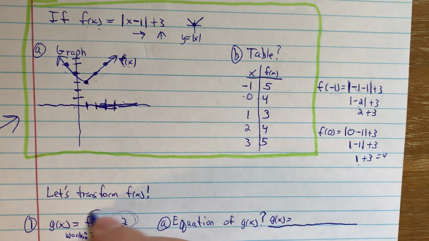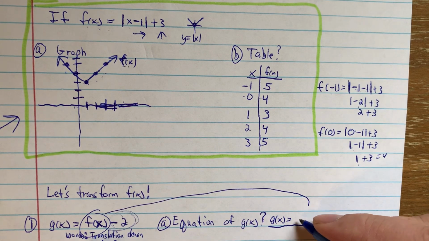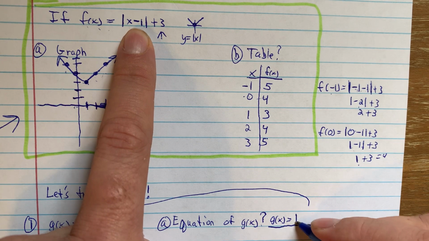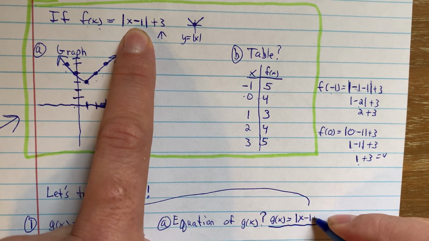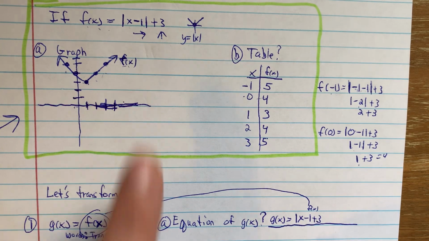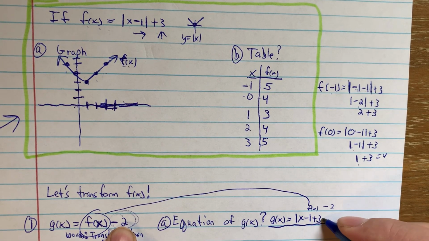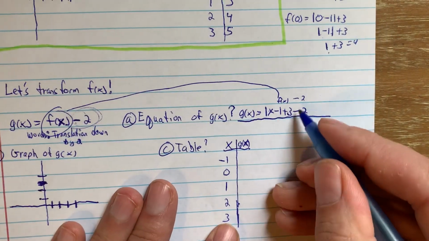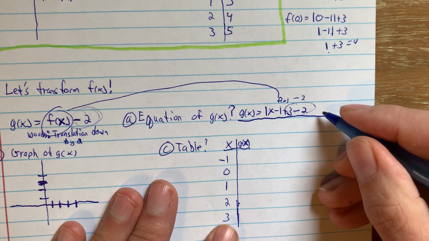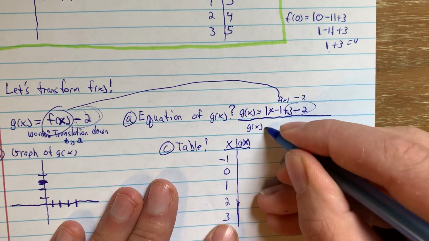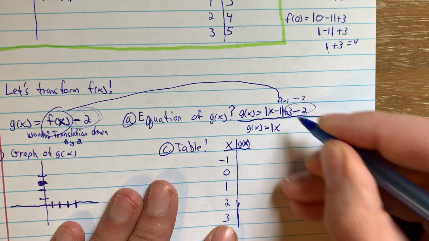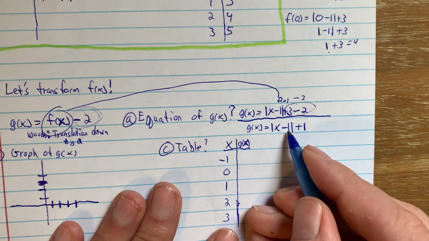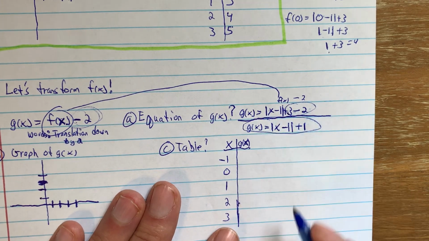So I'm just going to replace f of x with what f of x is. f of x is absolute value of x minus 1 plus 3. This is f of x minus 2. I'm just going to put minus 2. Here's f of x minus 2. And we should notice that we can combine like terms. We've got plus 3 minus 2. And so this is g of x equals absolute value of x minus 1 plus 1. So this is the equation of g of x.